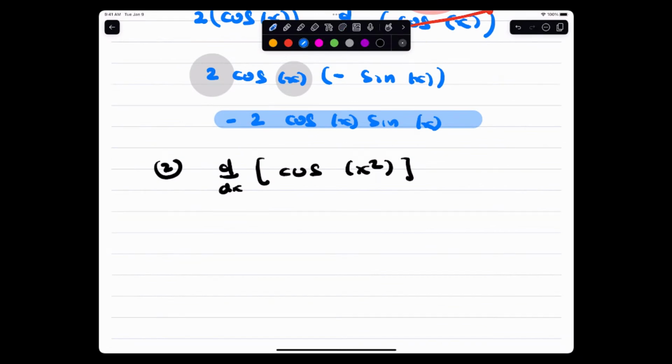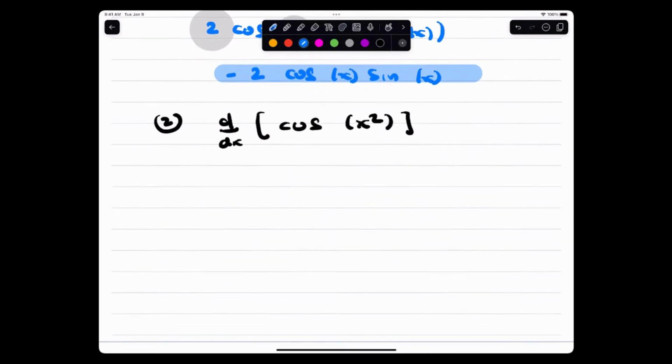What am I looking at now, taking the derivative of cosine 2x? Well, if you have cosine of a function, what's the derivative? The derivative of cosine is what? Negative sine of that function times the derivative of the argument. What's inside, right?